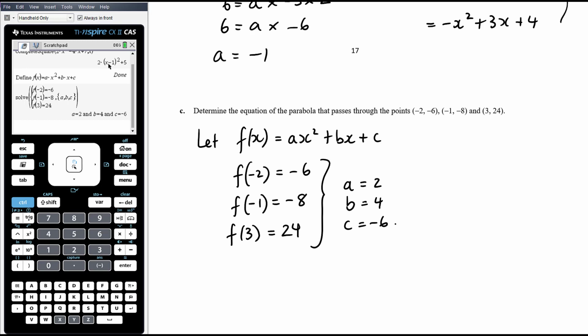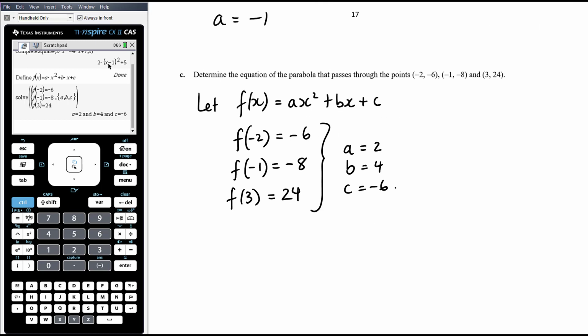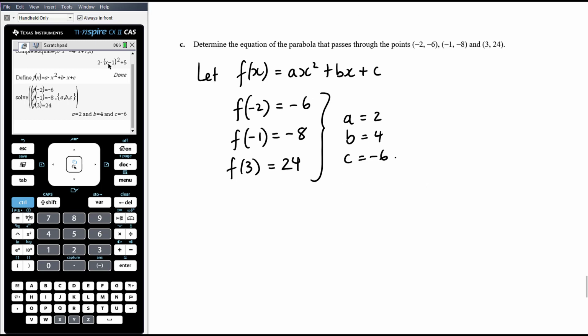Be clear about what the question's asking you. If it said, a parabola has equation y equals ax squared plus bx plus c and goes through these points, find a, b, and c, then you've answered the question. A is this, b is this, c is this. But this question says determine the equation, so I actually want to write down the equation. And so therefore the equation is y equals 2x squared plus 4x minus 6.